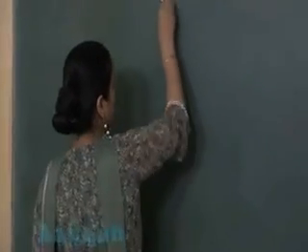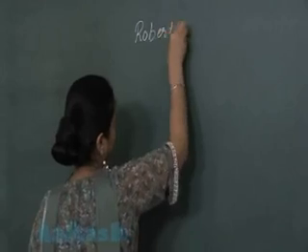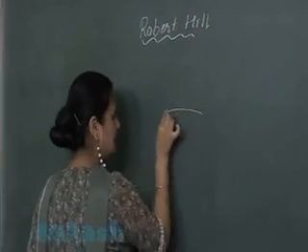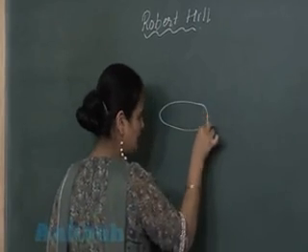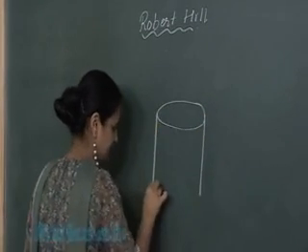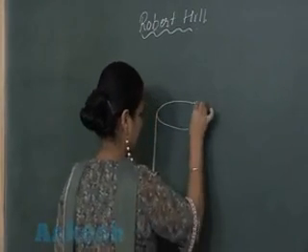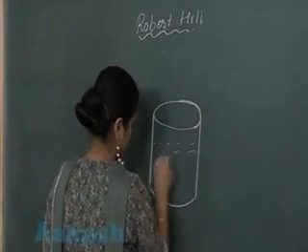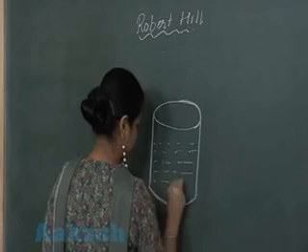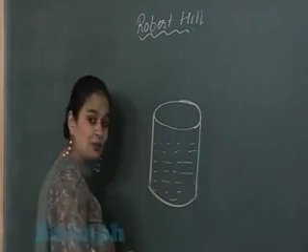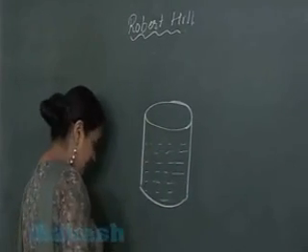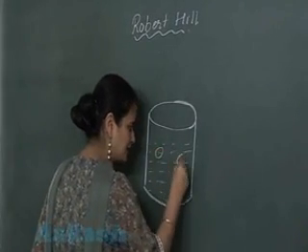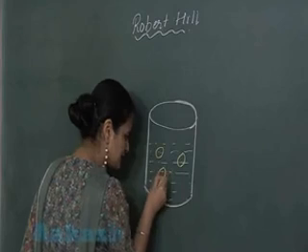So now let's see the contribution of Robert Hill. In a beaker, Robert Hill took chloroplast of Stellaria. So in the water medium, he took chloroplast of angiospermic plant. Just now I have told you this, and that angiospermic plant is Stellaria.